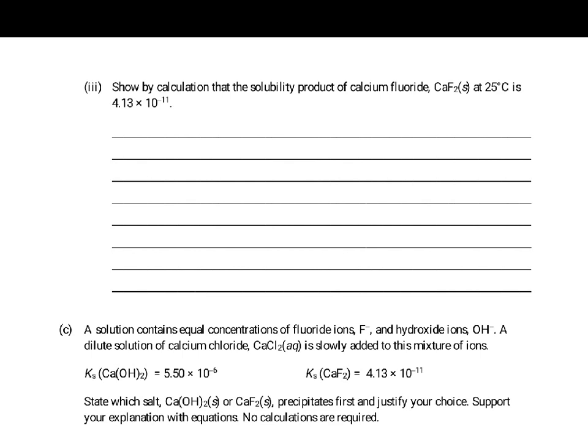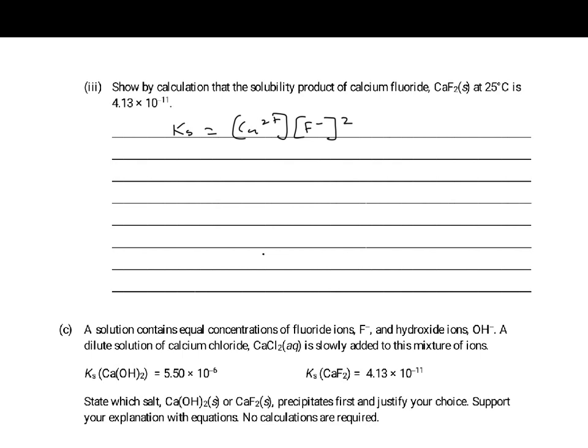Alright, on to part 3. Show by calculation that the solubility product of calcium fluoride is 4.13 times 10 to the minus 11. So your Ks expression, this is what we're going to use to try and calculate this, is the concentration of calcium ions multiplied by the concentration of fluoride ions squared. So the first thing we need to do is try and work out what the concentration of the calcium ions and the fluoride ions are.